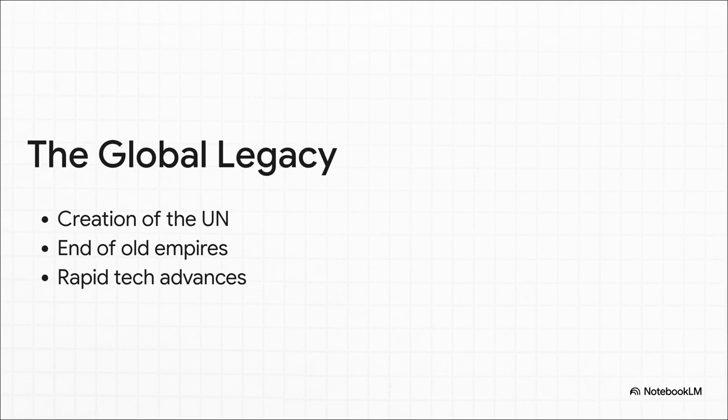So, what does this all mean for us today? Well, the conflict fundamentally rewired the modern world. The old empires crumbled, and totally new global superpowers rose up to take their place. Out of the ashes of this war, the United Nations was created, basically as a global promise to try and prevent anything like this from ever happening again. Plus, the sheer pressure of the war sent human technology into overdrive, leading to massive, rapid advances in aviation, modern medicine, and of course, the dawn of the nuclear age.